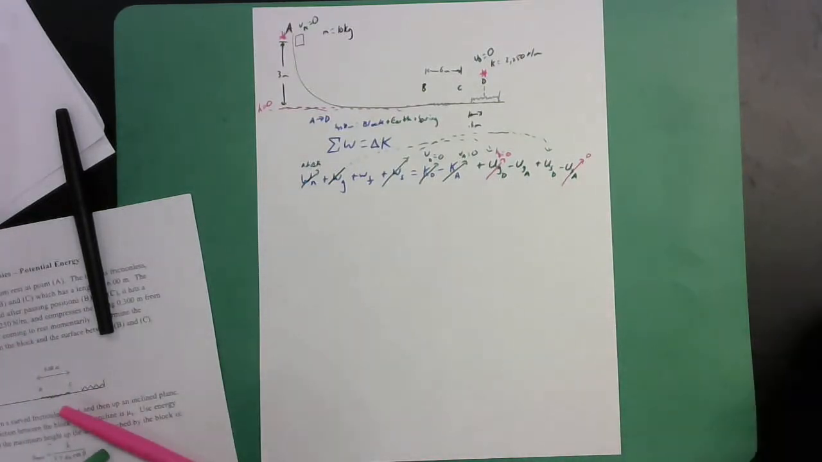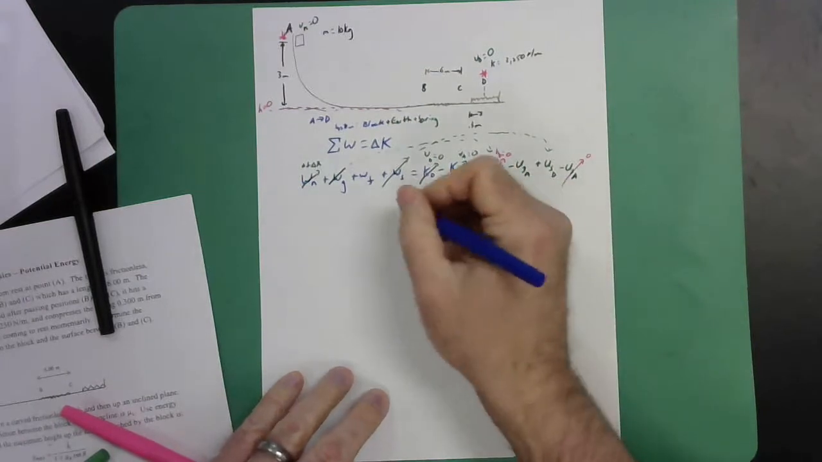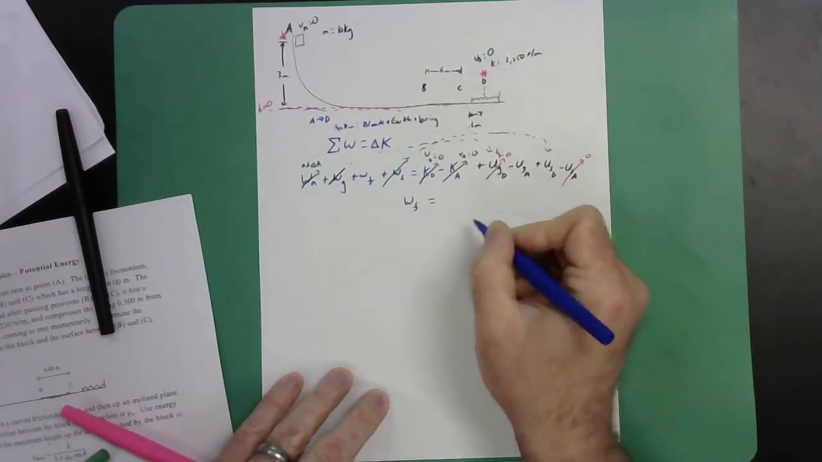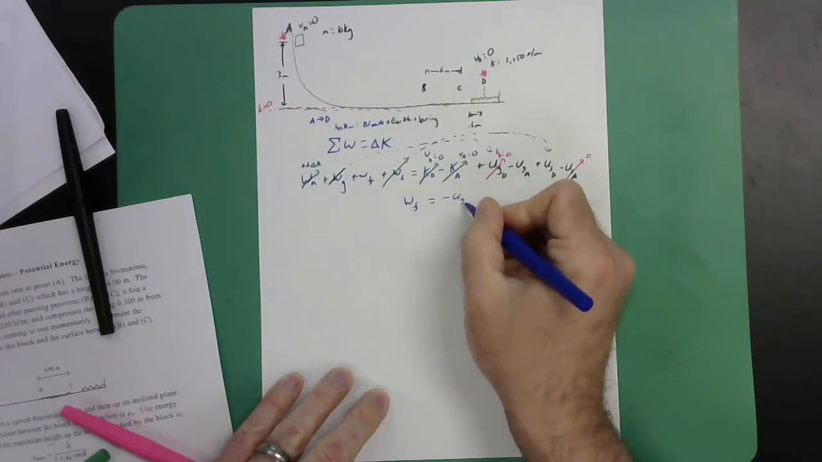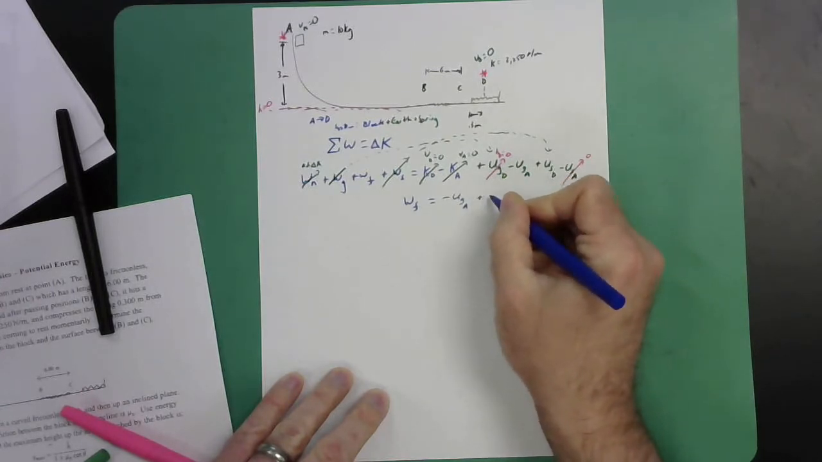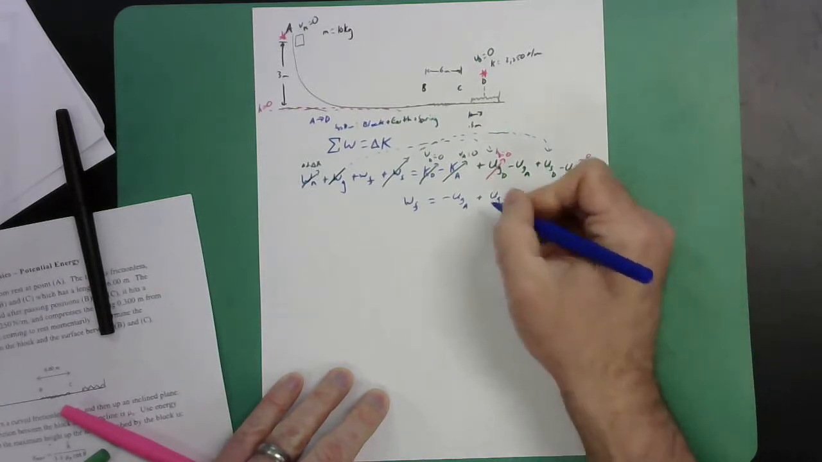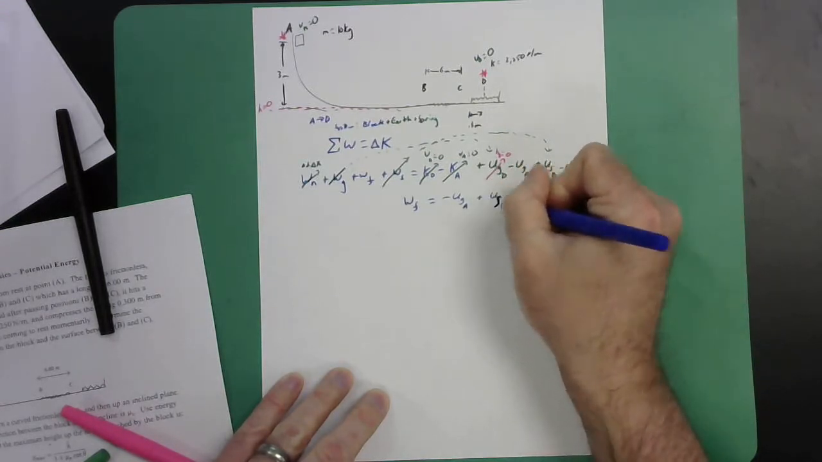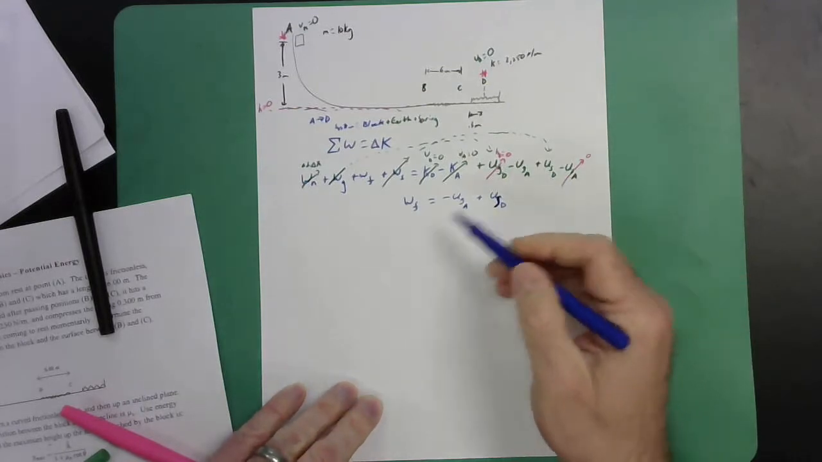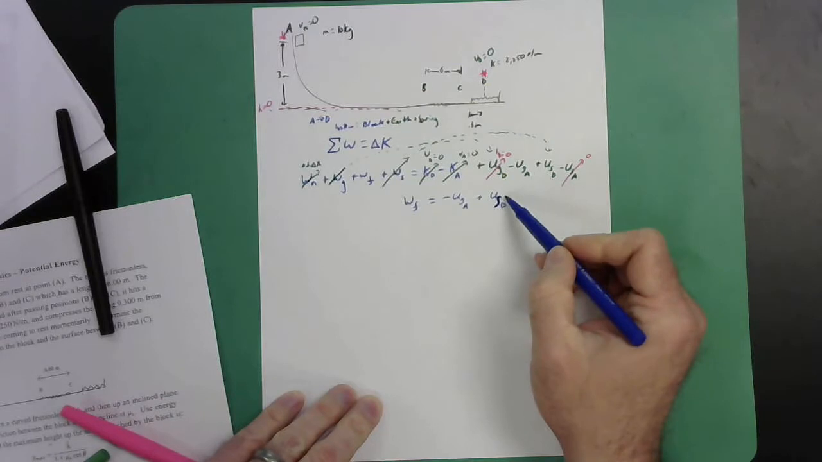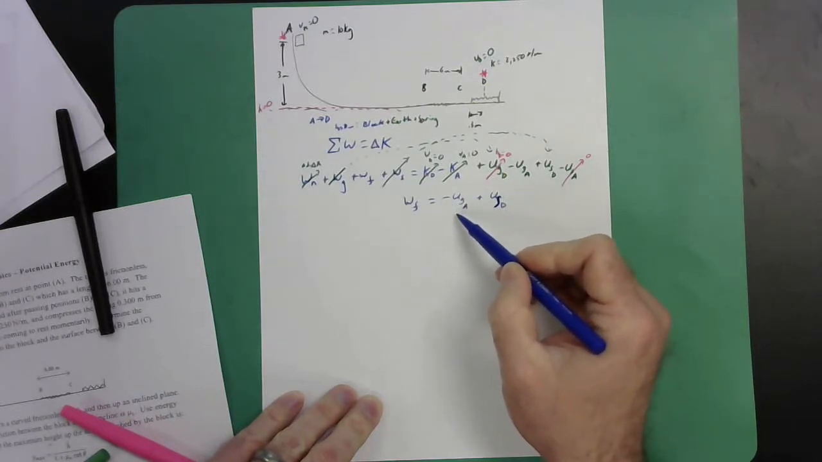Rewriting my energy equation showing only the non-zero terms, it would look like this. The work done by friction is going to equal minus the gravitational potential energy at A plus the spring potential energy at D. Sorry, that's an S, for spring. Okay, so look what's happening. I'm gaining energy in the spring. I'm losing the gravitational potential energy I started with.